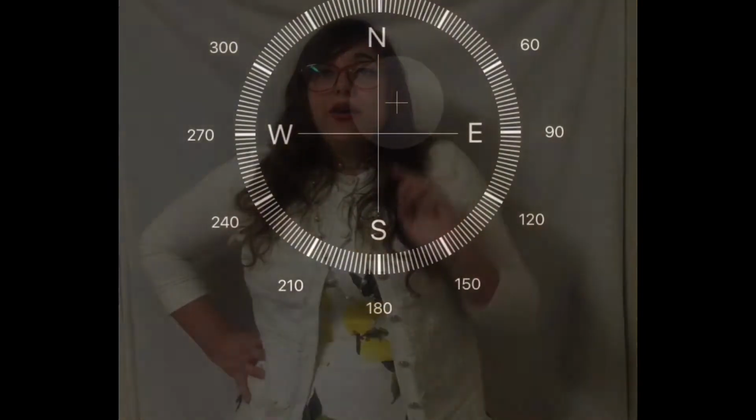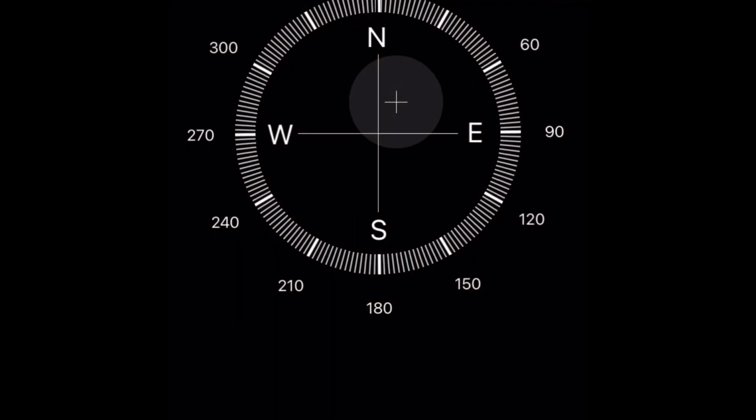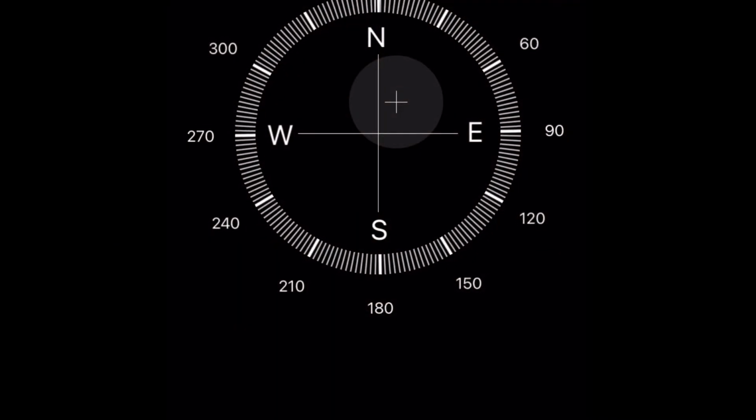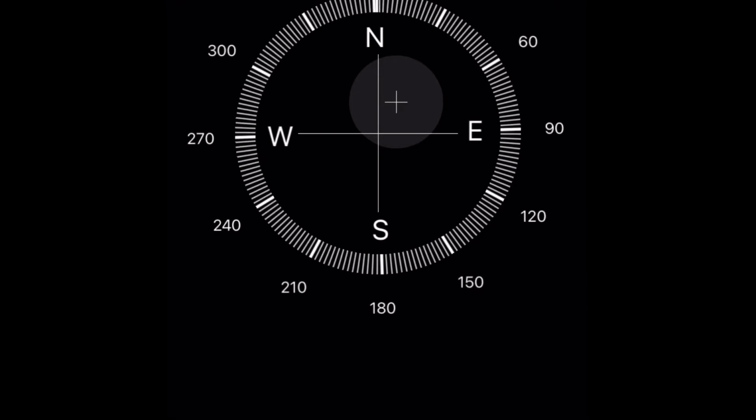And then when we're looking at a compass or a map, we see that the north is on top, the east is to the right, the south is on bottom, and the west is to the left. And when we're looking at a compass or a map, we'll notice that the north is usually at the top.